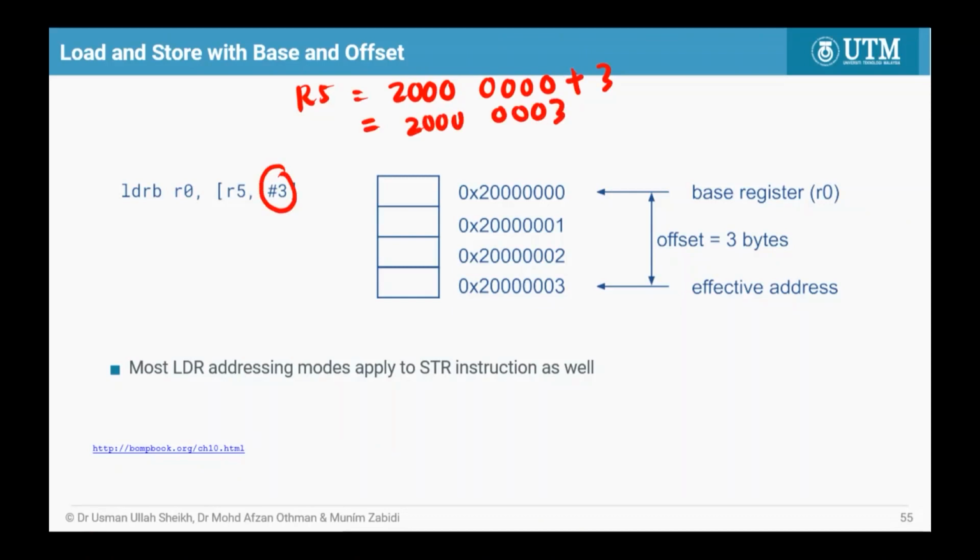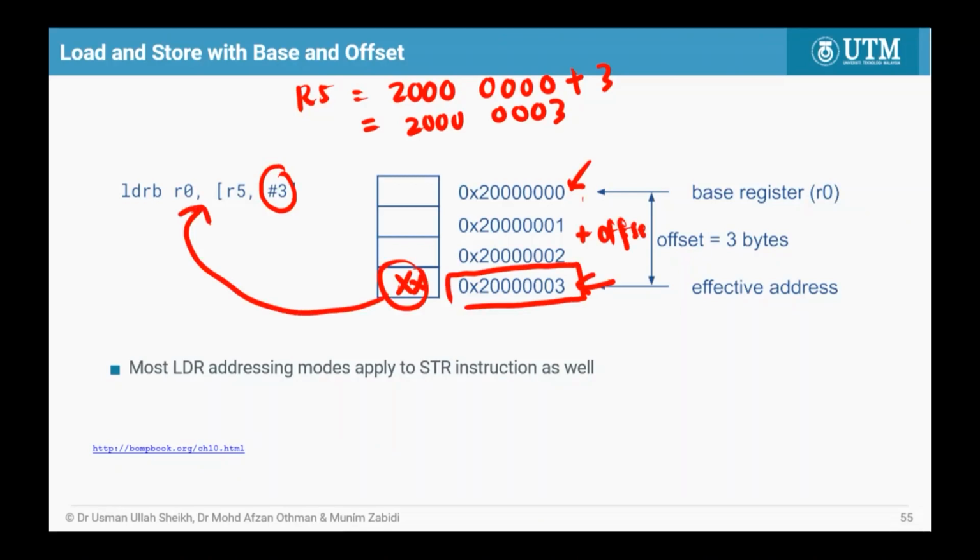So this is a base address plus the offset, and this is the effective address. Go to this address, take the value and put it to R0. This offsetting or indexing method also applies to the store STR instruction.